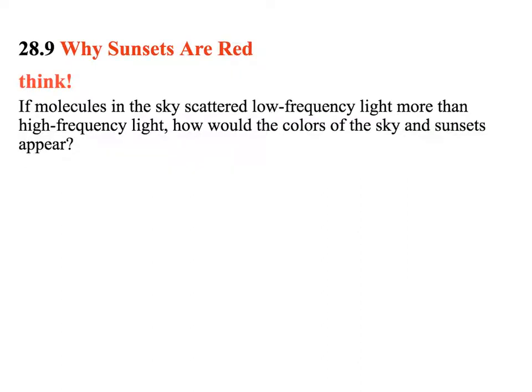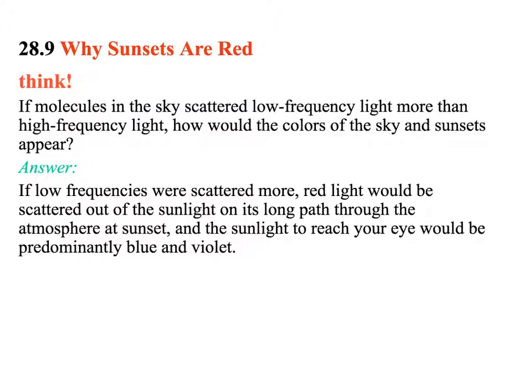If molecules in the sky scattered low-frequency light more than high-frequency light, how would the colors of the sky at sunset appear? If low frequencies were scattered more, red light would be scattered out of the sunlight on its long path through the atmosphere at sunset, and the sunlight to reach your eye would be predominantly blue and violet. So it would be opposite of what we see now.